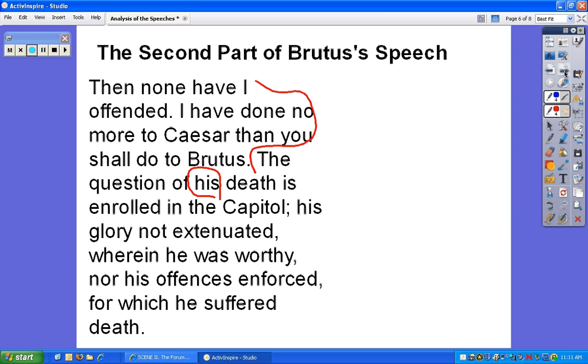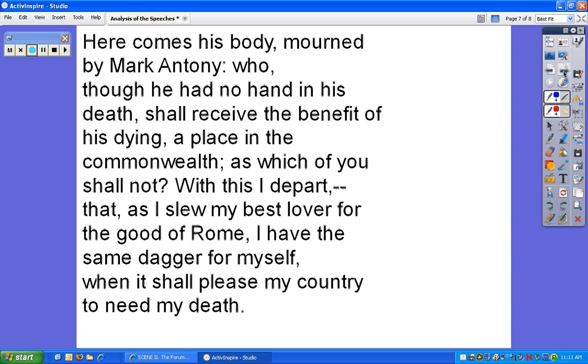That's a nice pathological appeal. Like, we got the reason. Caesar was a good person. We've got it recorded in the Capitol. And now here comes his body, mourned by Mark Antony, who, though he had no hand in his death, shall receive the benefit of his dying, a place in the Commonwealth. Rhetorical question. As which of you shall not, as in your place in the Commonwealth, your money, your power, and citizenship, you're going to get some too.